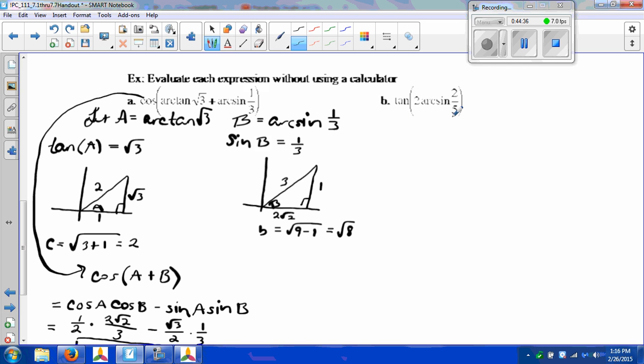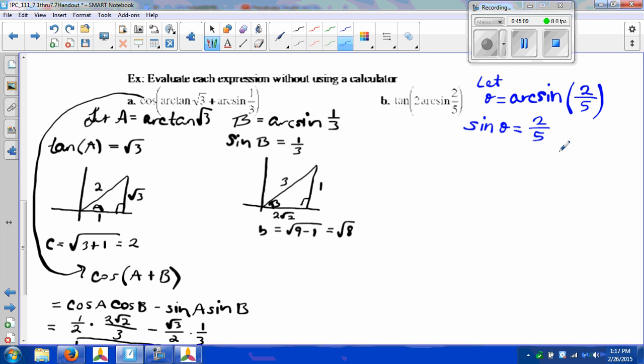This one works in much the same way. I'm going to change my color so we don't get them mixed up here. This is just letting theta, or A or B or whatever you want to let it be, equal arcsine of 2/5. So theta equals arcsine of 2/5. Well then, that would be that the sine of theta is 2/5.